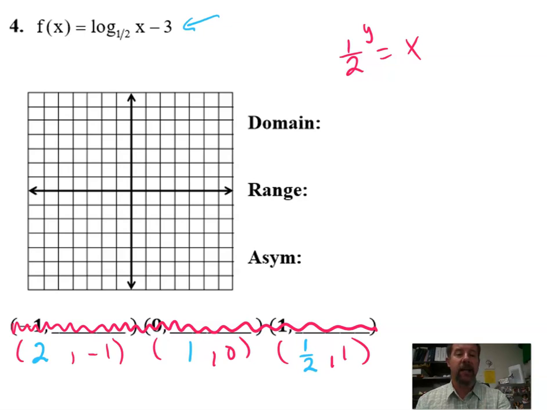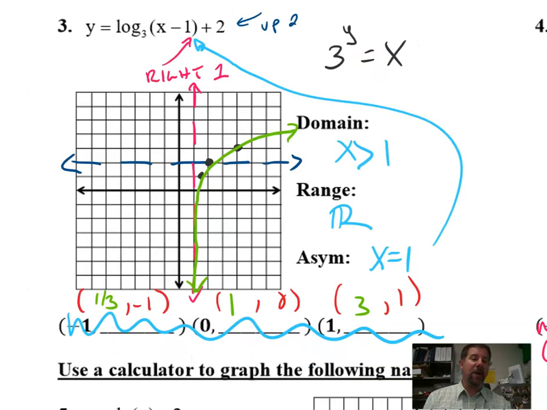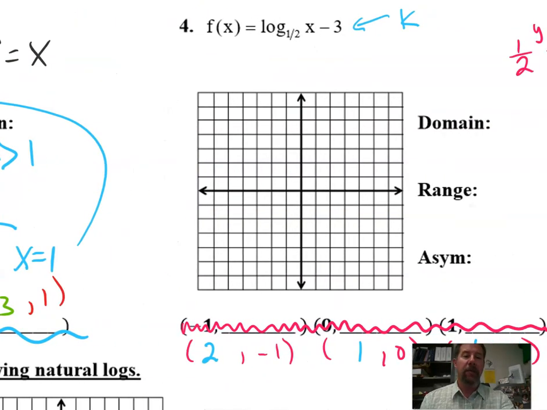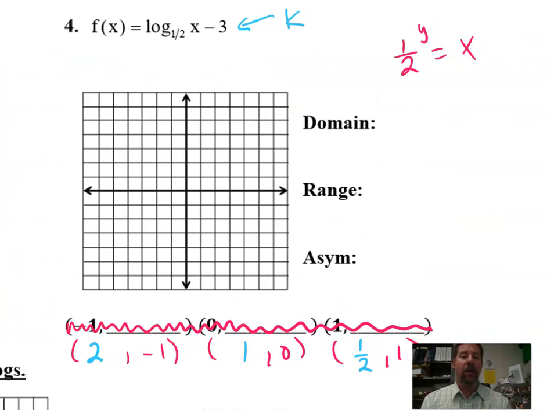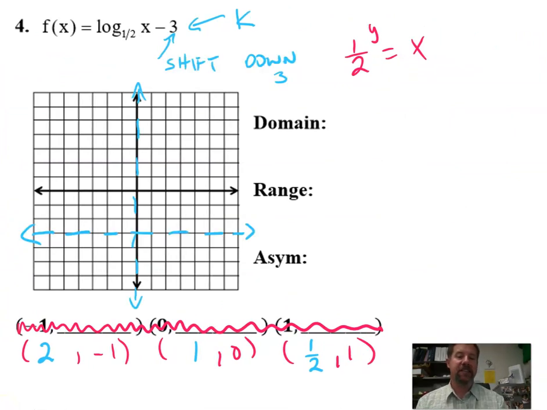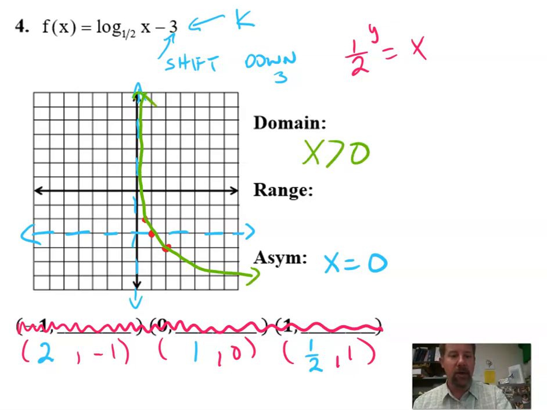This is a k value because it's not in parentheses. If we go back and look at number 3 really quickly, we can see our h values are always in parentheses, okay? The k values are not in the parentheses. So on number 4, be aware that that is a shift down, not a shift right. Because we just shift down 3, our vertical asymptote is still at x equals 0, and now I'm going to plot my points on this new origin. And because our base is smaller than 1, it makes sense that it's starting from this side and growing this way. Domain is x is greater than 0, and our range is all real numbers. And that's what that one looks like.